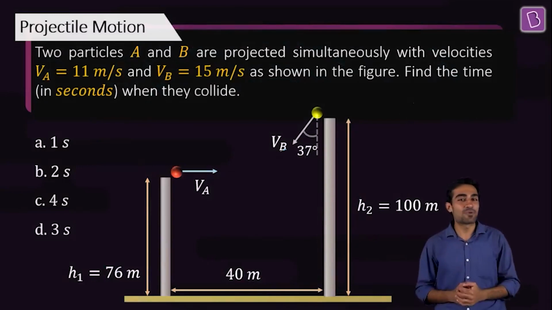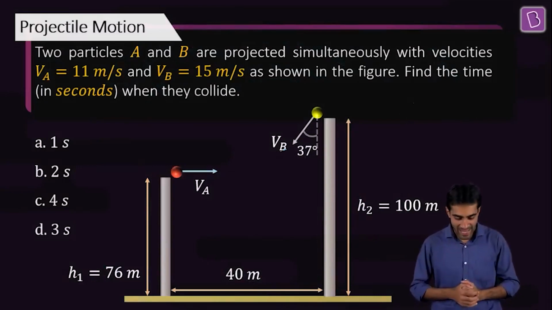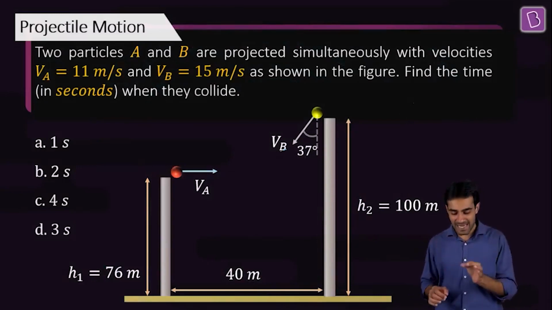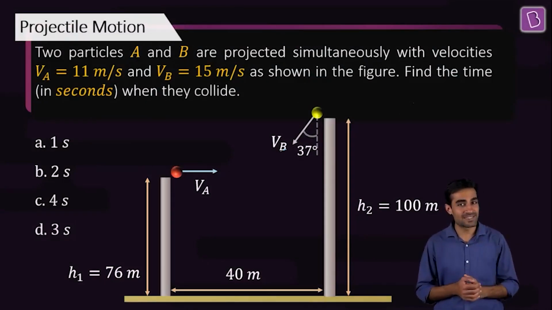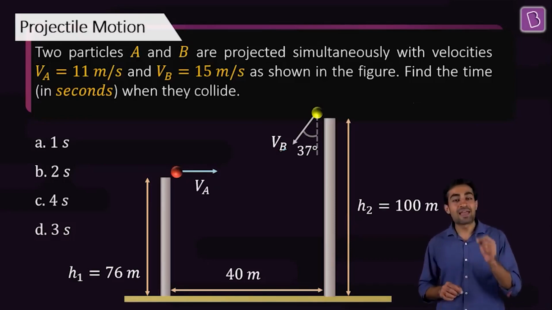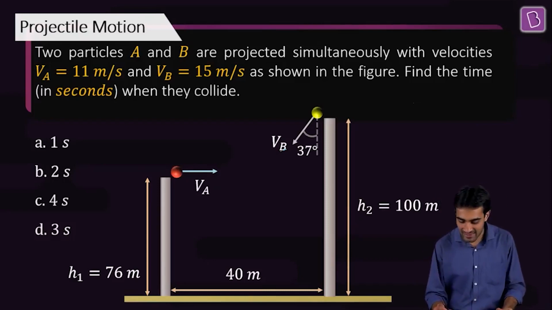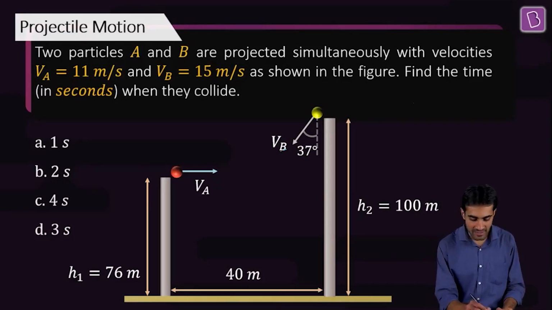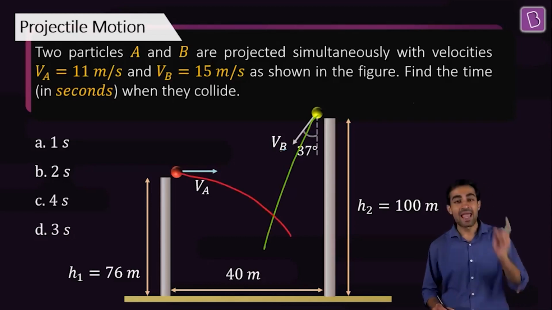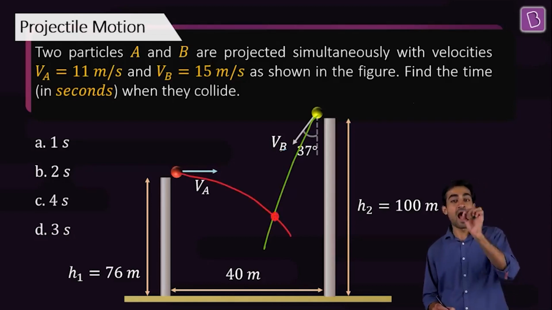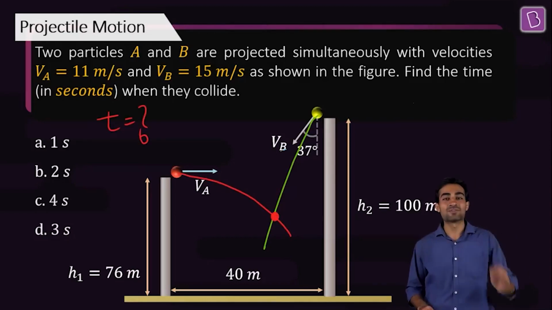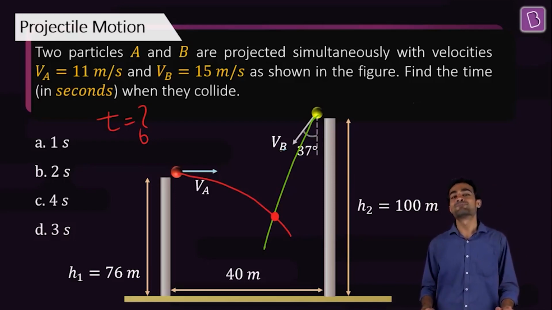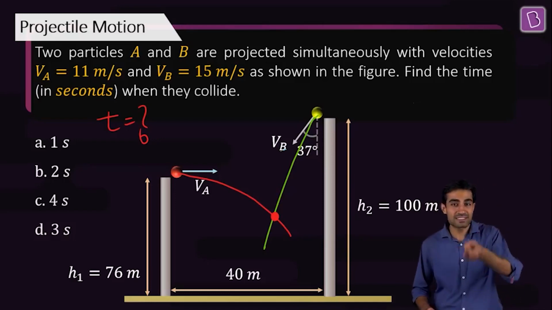Let's see this interesting question on projectile motion. Two particles A and B are projected simultaneously with velocities 11 meter per second and 15 meter per second. Find the time when they collide. These two objects are colliding, and this green object follows this path and the red object follows this path, and they collide at this point after time t, and we have to find out what is the value of this time t. Now, these two objects were projected simultaneously.